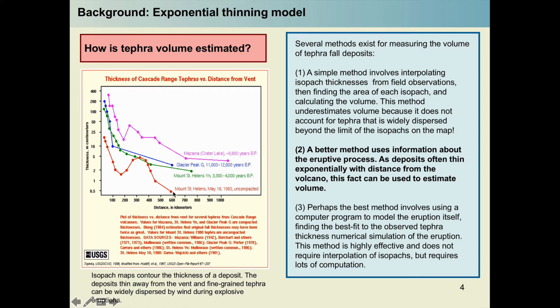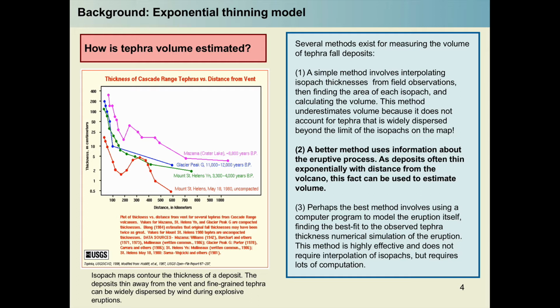And for the May 18th, 1980, Mount St. Helens ash, you can see this red curve. It thins away from the volcano. There's a secondary hump here. That's a little bit of a complication that sometimes happens, but you're not going to have to worry about that for this homework assignment. If we look at the YN layer of Mount St. Helens from 3,300 to 4,000 years ago, this green curve, that behaves a lot more typically. You can see that it thins away from the event in an exponential pattern as a function of distance.